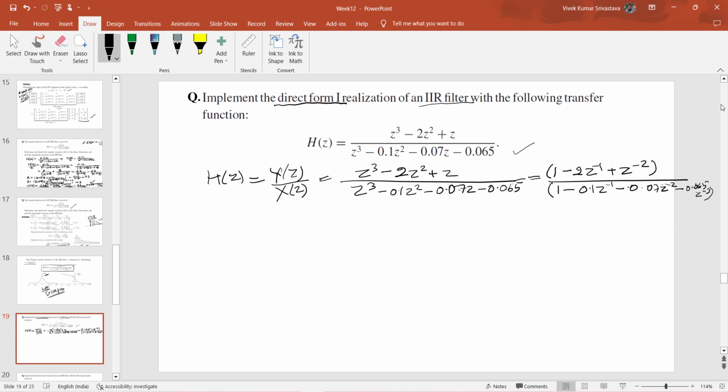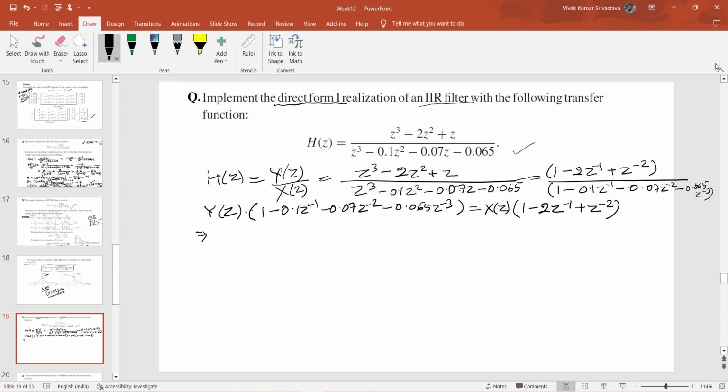Okay, so we will get y of z into 1 minus 0.1 z inverse minus 0.07 z raised to the power minus 2 minus 0.065 z raised to the power minus 3, is equal to x of z into 1 minus 2 z raised to the power minus 1 plus z raised to the power minus 2. Okay, so now we can take the inverse z transform here.